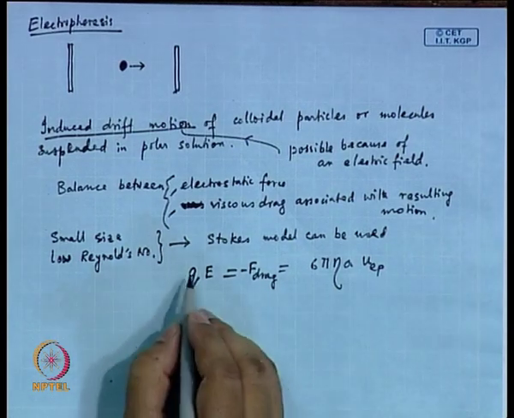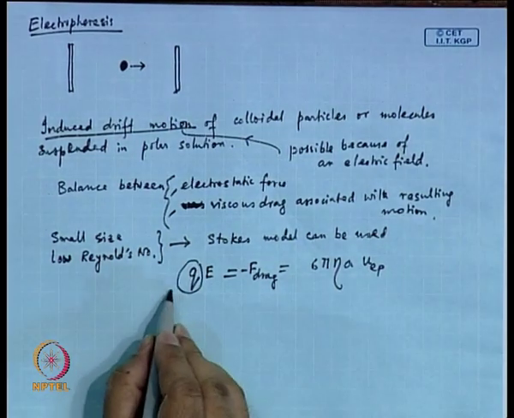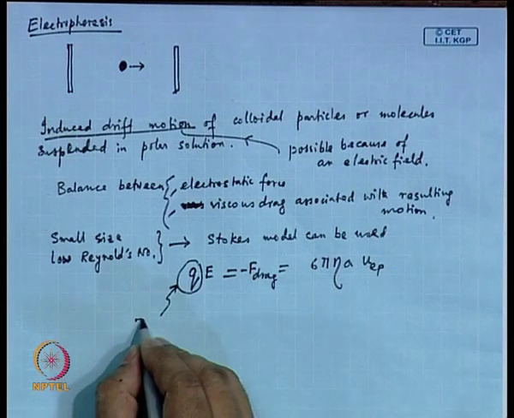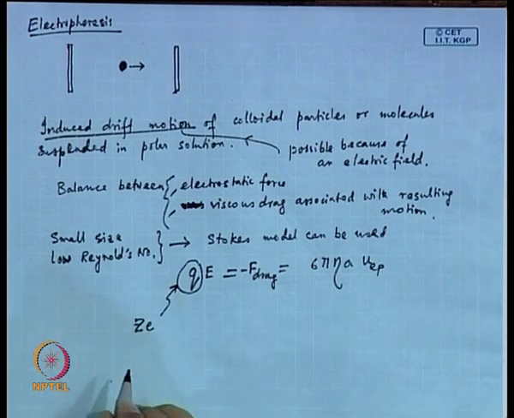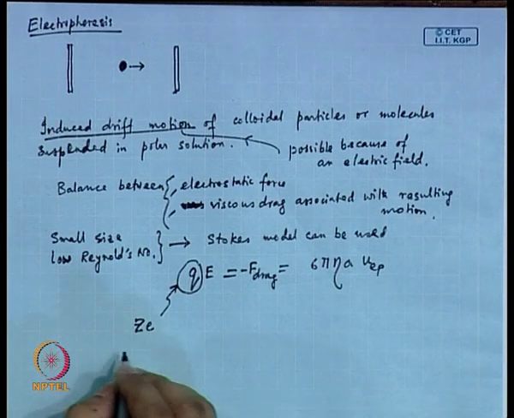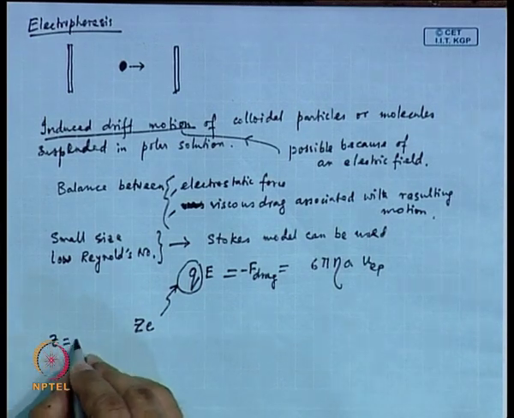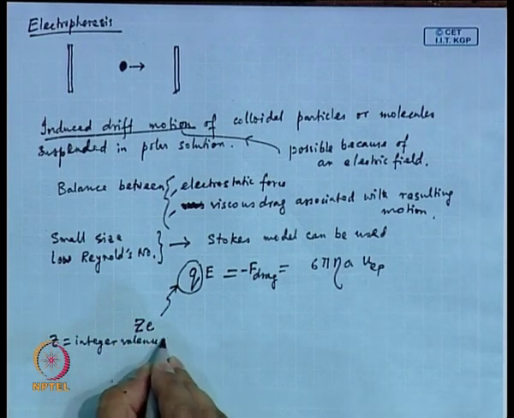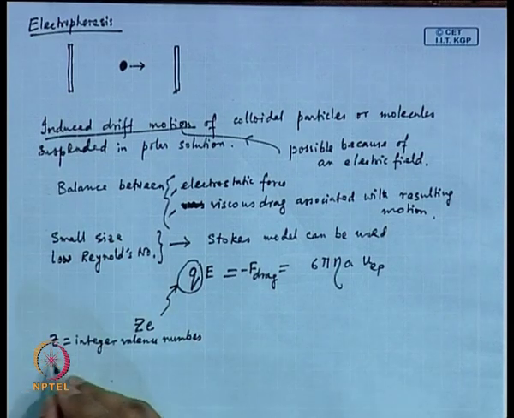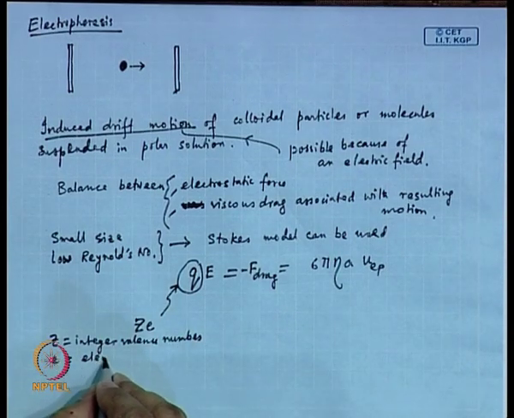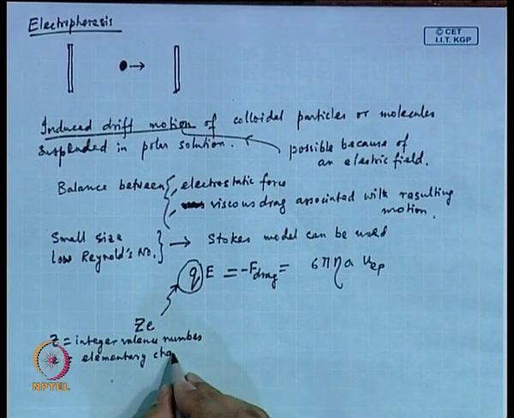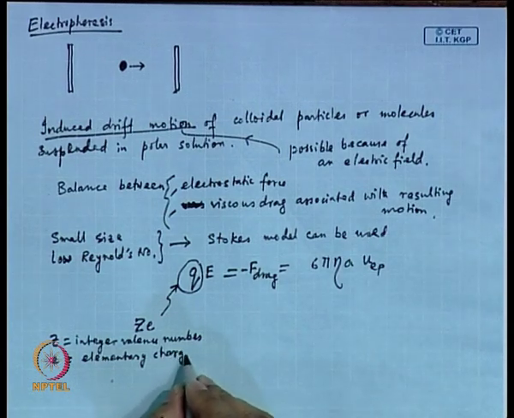So, this Q, the charge, you can write this as Z into E. What is Z? Z is the integer valence number, and E is the elementary charge. The value of E I have already indicated in my previous lectures, so you need to go back to the notes. E is the elementary charge and Z is the integer valence number.